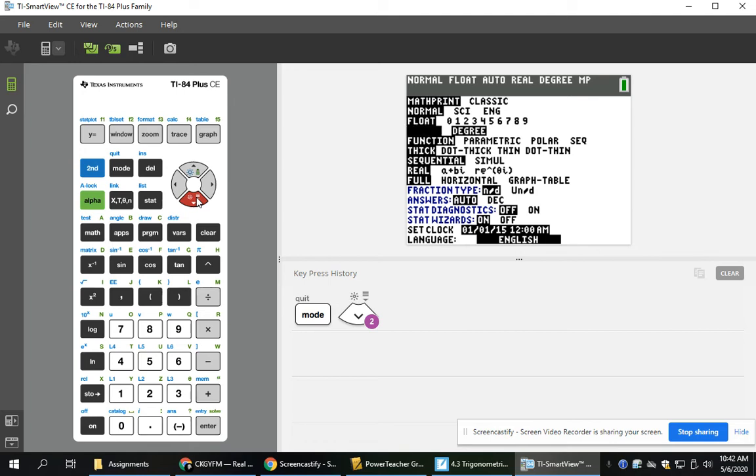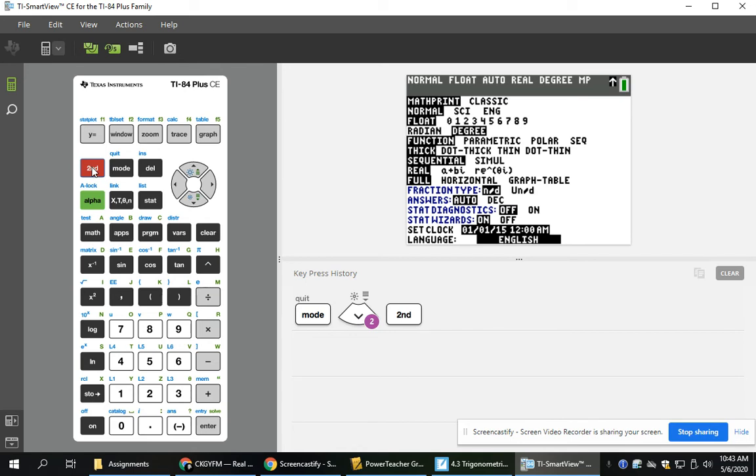I'd like us to do this question in degrees, first of all. Then I can show you some radians in the next question. So I'm going to leave it on degree. If you ever want to get out of a screen on your calculator, you want to quit. So that's second mode.